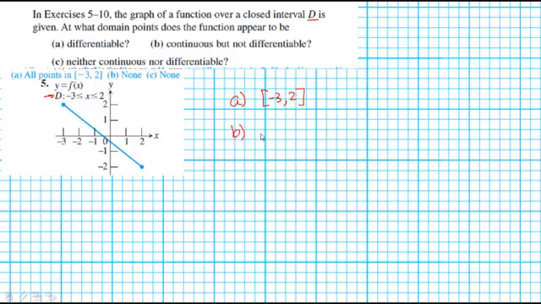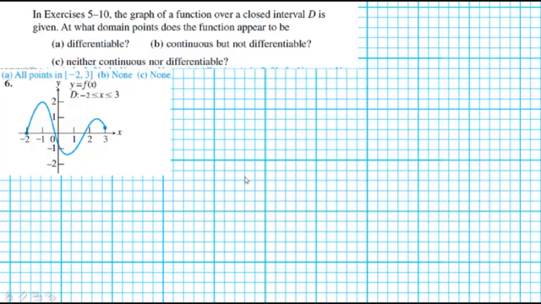B, where is it continuous but not differentiable? It is not. If it's differentiable everywhere, there's no spots where it's not differentiable, and there's no spots where it's neither continuous nor differentiable. So we got 2 no's for continuous but not differentiable, or neither continuous nor differentiable.